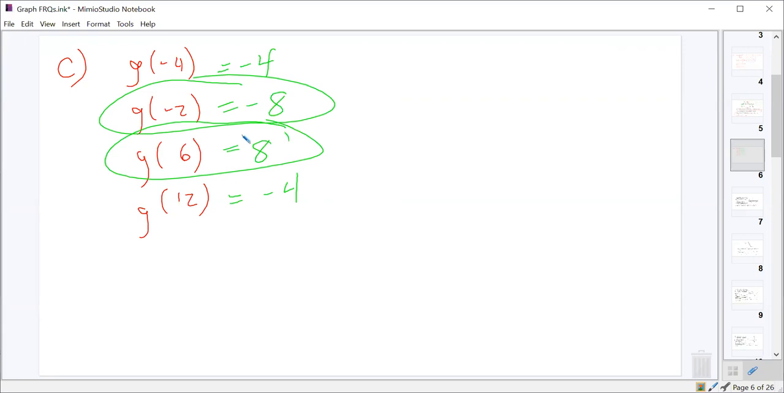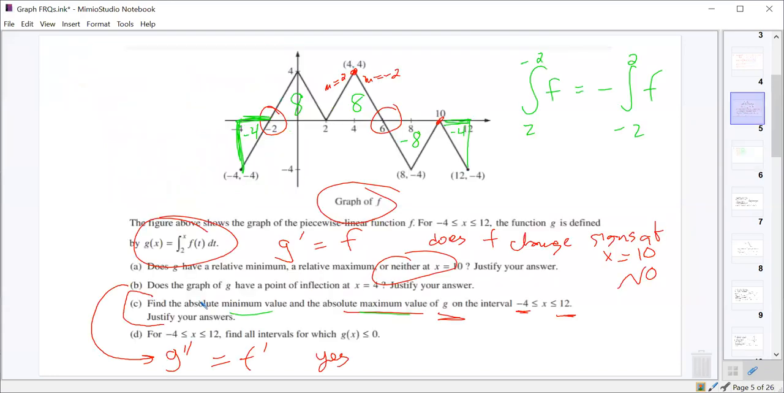But as for the max, you give the actual value, not where it is. Sometimes they will ask where does it occur, and then you have to give that. So just be careful with what it says. In this particular one, it says find the absolute min and the absolute max. Give the y value. If it says find where they occur, give the x. Everybody good with that?